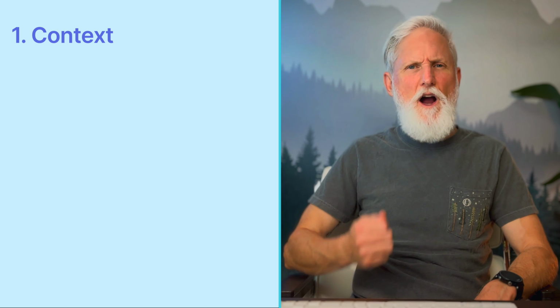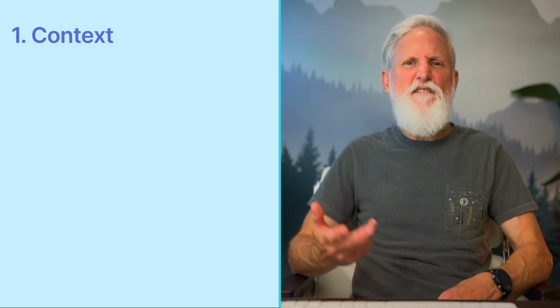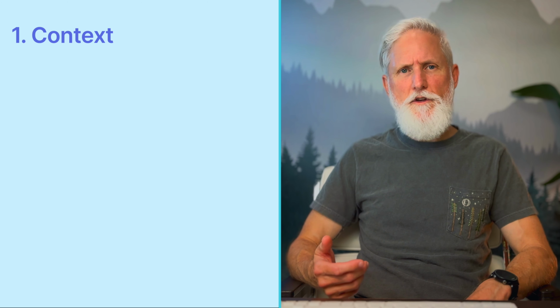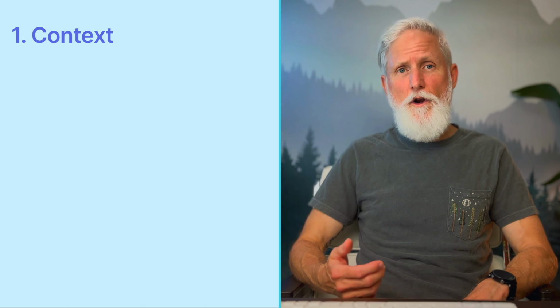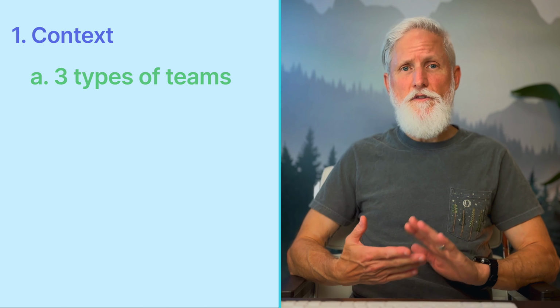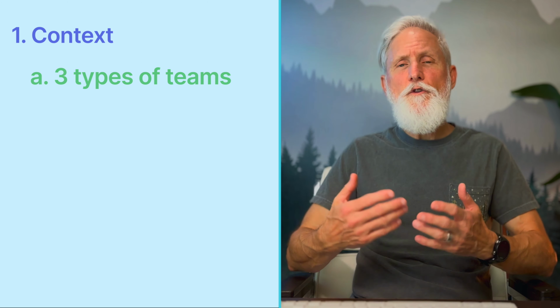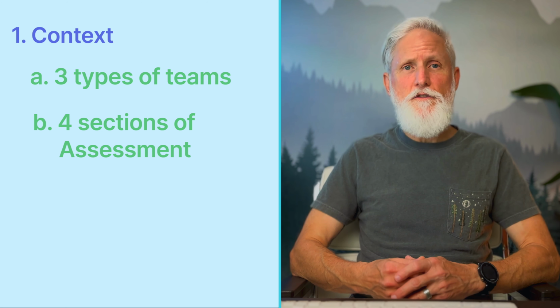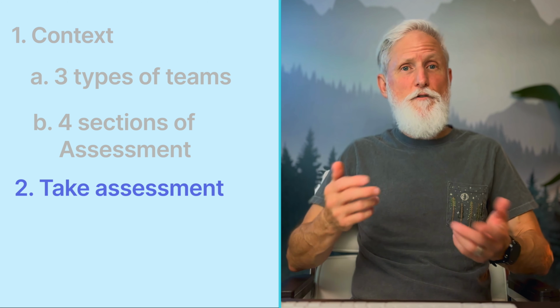All right, let's walk through the 6 steps to facilitate this protocol with your team. Step 1, provide context. Give this about 5 minutes or so, and this will be your opportunity to review what I just went over. You might want to give them a little idea about the 3 types of teams and also discuss the assessment itself.